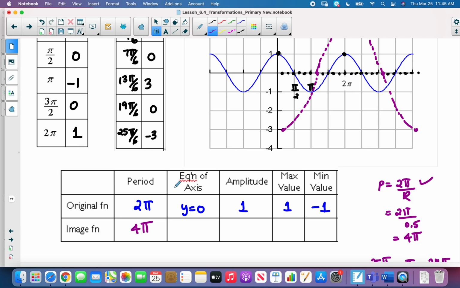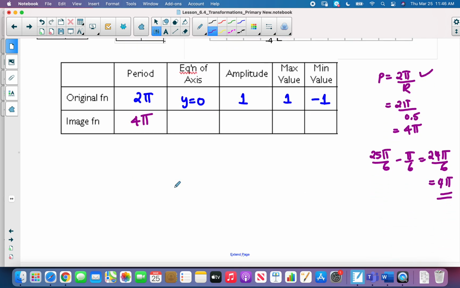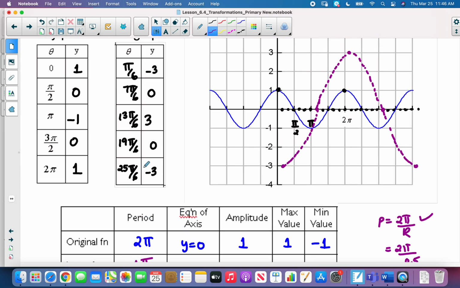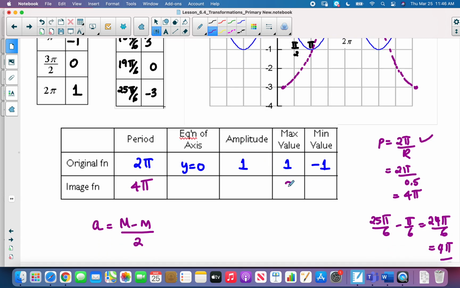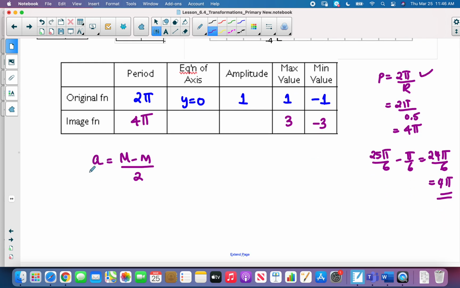The equation of axis now, I can try to calculate it by using the formula, or I can use the graph. So by using the formula, what is the formula for A? It is M minus m divided by 2, right? So the maximum value you can see here is 3. The minimum it goes to is -3. So the amplitude is 3 minus -3 divided by 2, which is 6 divided by 2, which is 3.